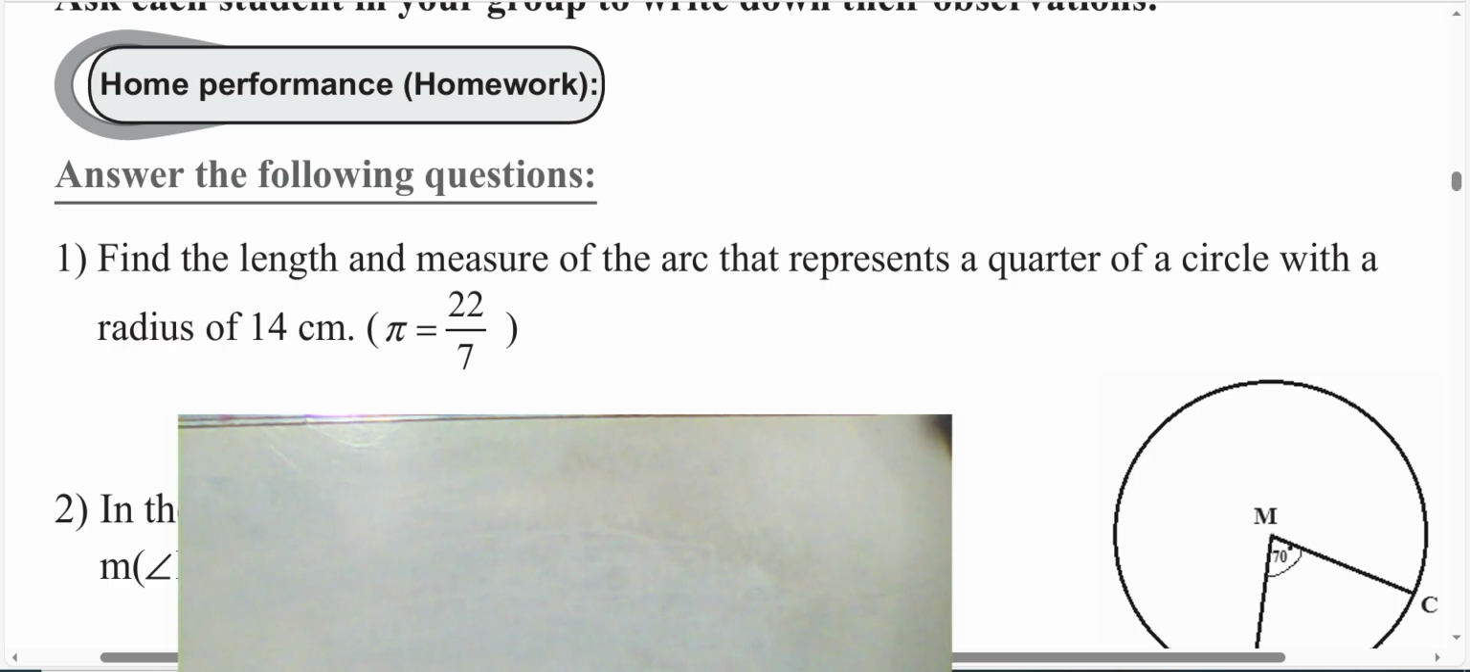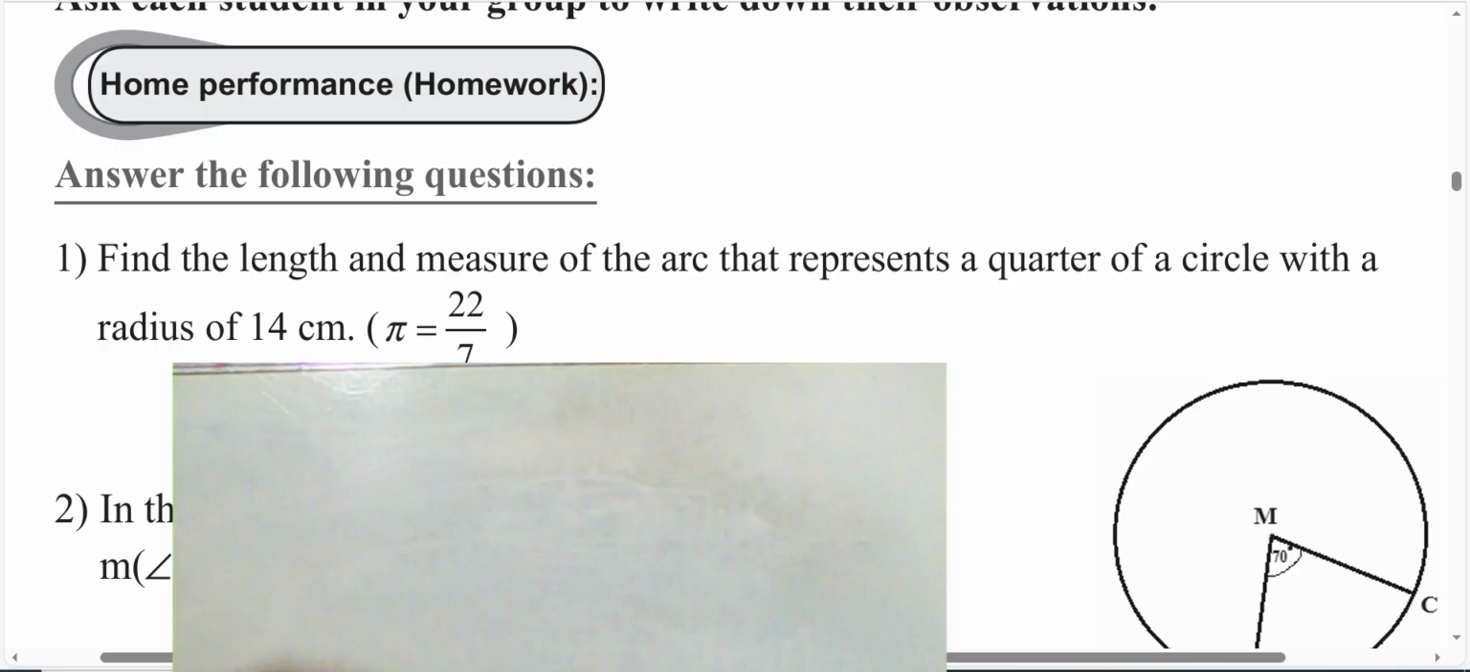Brief 3. Today we'll solve weekly assessment homework performance 3, week number 5. First question, choose the correct answer or answer the following questions. Okay, it's direct questions. Find the length and the measure of the arc that represents a quarter of a circle with radius 14 centimeters. Okay, we want to find the length and the measure of the arc that represents a quarter of a circle.